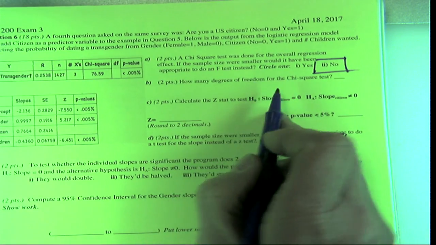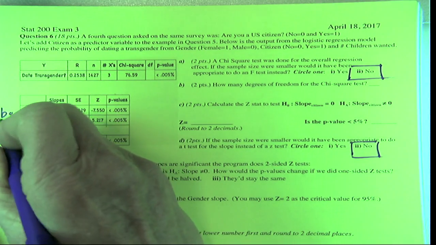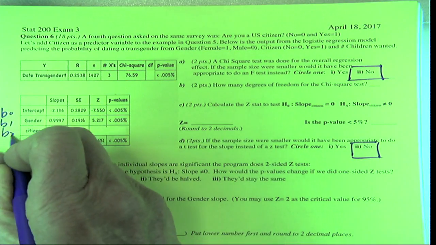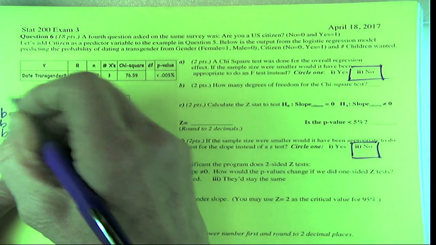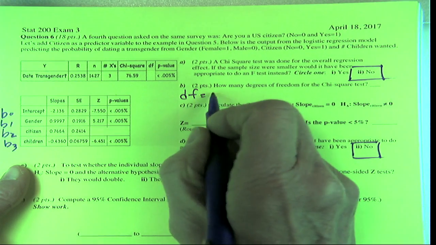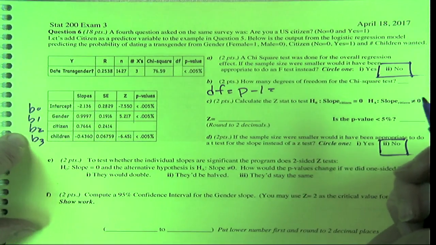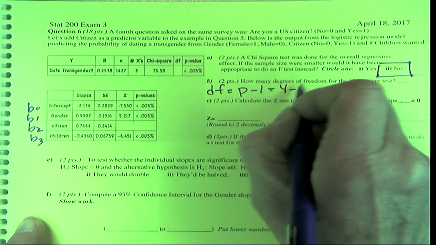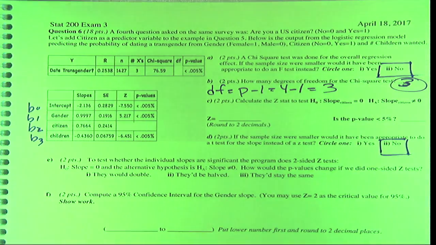Now, how many degrees of freedom for the chi-square test? Well, how many parameters do we have here? We have a beta 0, a beta 1, 2, and 3. We have 4 parameters, so these are the number of parameters. Remember, the degrees of freedom is equal to the number of parameters minus 1. We have 4 things we're estimating. These are parameters we're estimating. So it's 4 minus 1. All right?